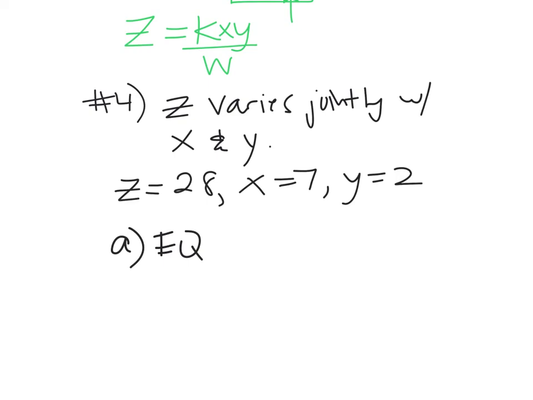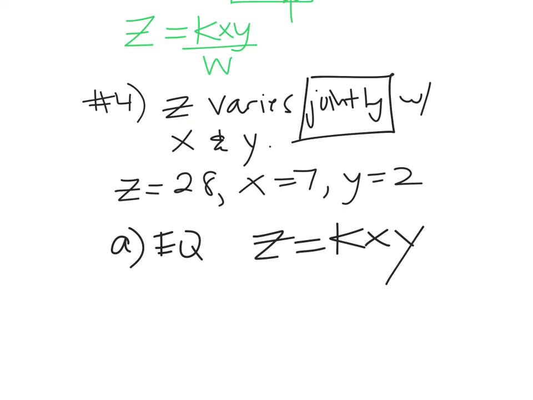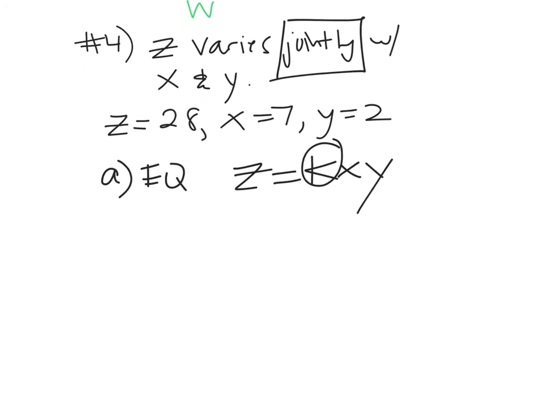You're going to start by writing a generic equation. Then you have to find out what k is, and then you put k into your generic equation, okay? So let's do this. It varies jointly, and we just found out what that means. That means that z equals k times x times y. They're all joined together. But this k right here needs to be replaced with its constant. It's a constant.